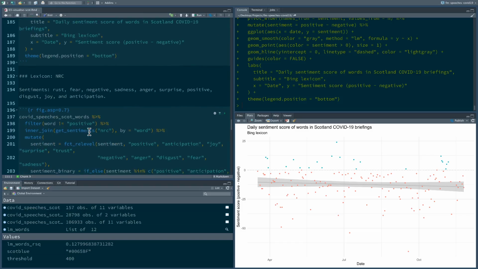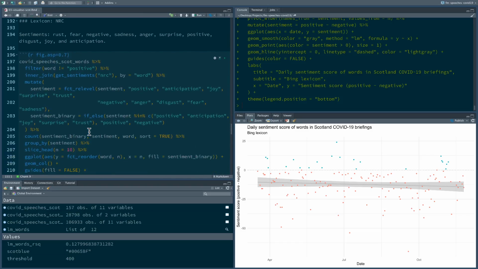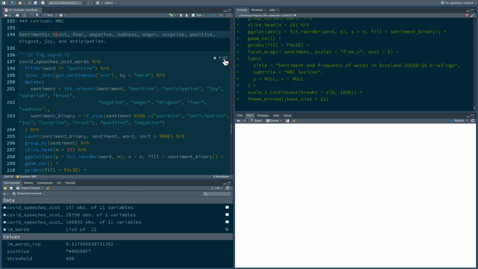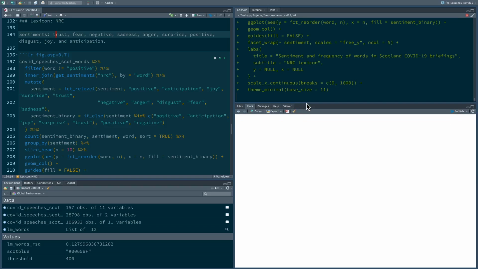There are other lexicons that we can use. In the Bing lexicon, we were able to assign just the sentiments positive and negative. Another lexicon called NRC actually gives us sentiments like trust, fear, negative, sadness, anger, surprise, positive, disgust, joy, and anticipation. Some of these are negative words to begin with, and some of them are positive words to begin with. So we can do the same inner join step to see how these various sentiments apply to our words.